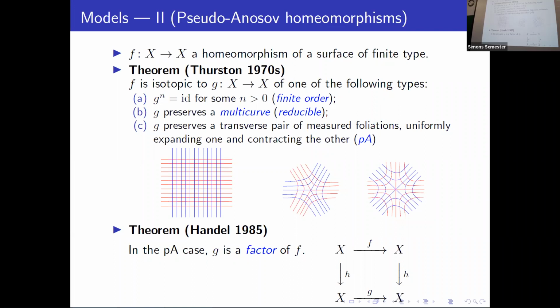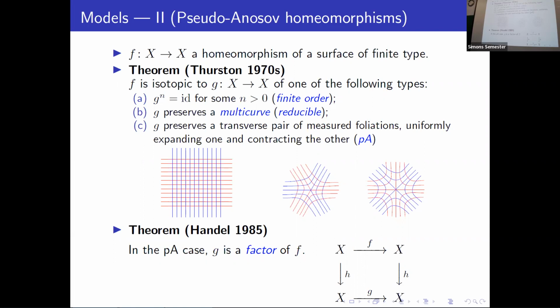One possibility is that it's finite order, dynamically very simple. Some iterate is the identity. A second possibility is that it preserves a multi-curve. So without going into the details, that means there's an invariant set of curves on the surface. You can cut along those curves, your surface falls into simpler pieces, and you can then analyze the action of G or some iterate of it on each of those pieces. And then the generic or typical case is the pseudo-Anosov case. That's the interesting one. I guess Phil will say more about this possibly after the coffee break, possibly next week. I'm not sure when he's going to get onto it.